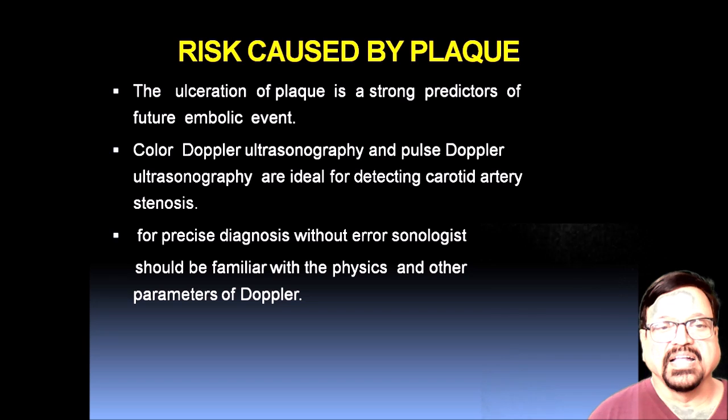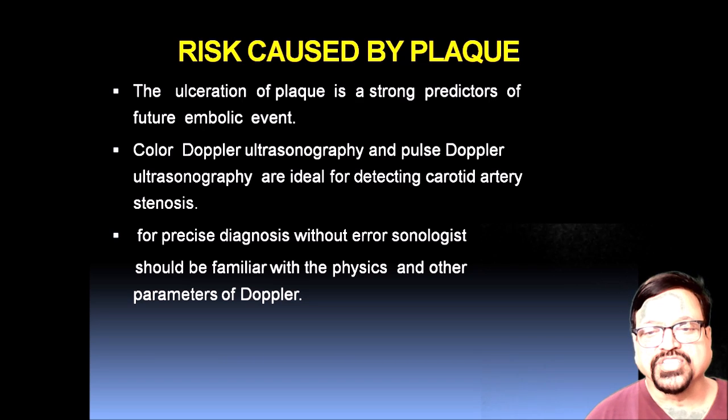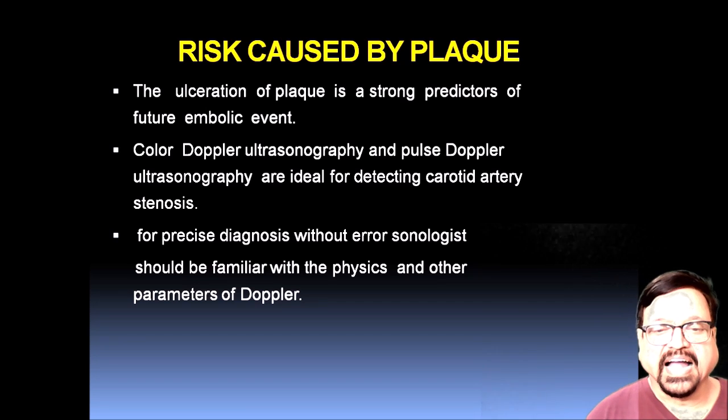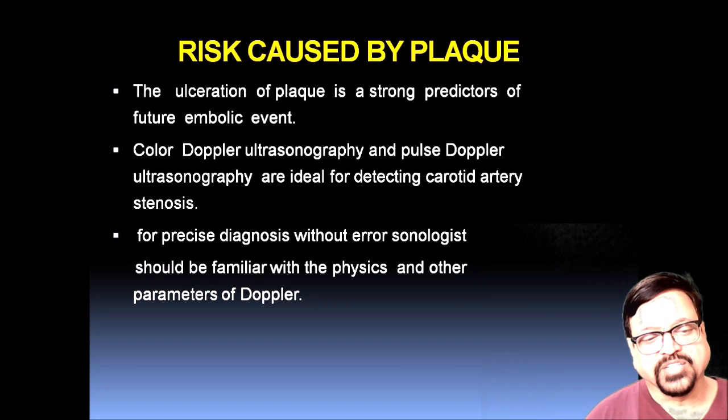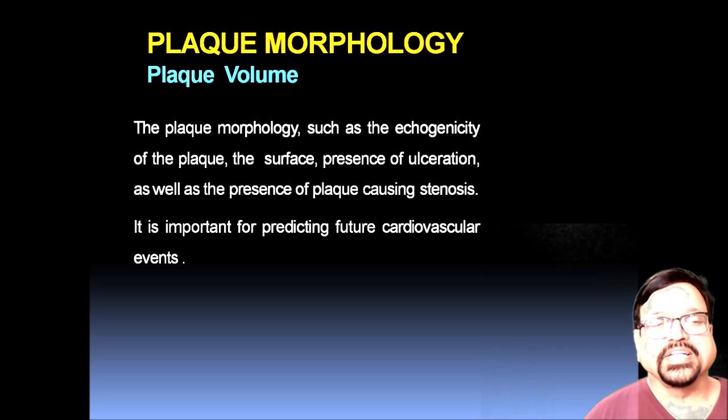First is plaque. Now the risks caused by the plaque. The ulceration of plaque is a strong predictor of the future embolic event. Color Doppler ultrasound and pulse Doppler ultrasonography are ideal for detecting carotid artery stenosis. For precise diagnosis without error, sonographers should be familiar with the physics and other parameters of the Doppler.